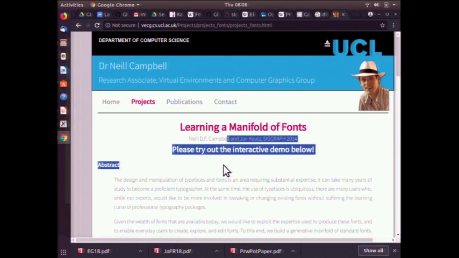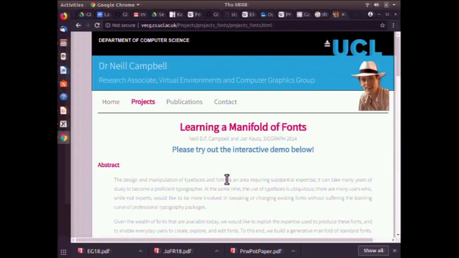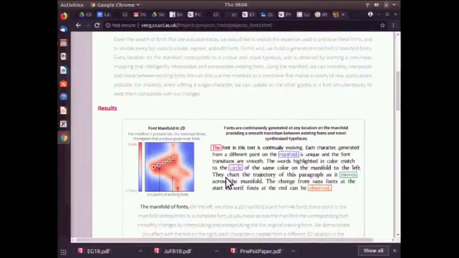So Neil is not at UCL anymore. He now has a position. Let's see if there's a demo or something.